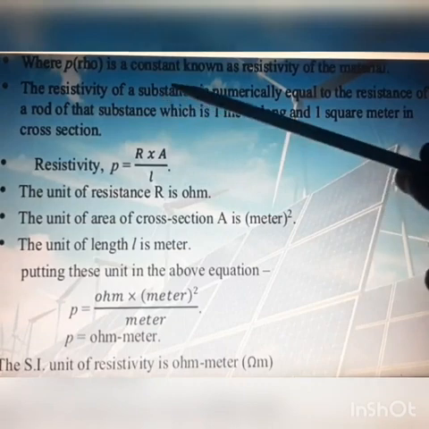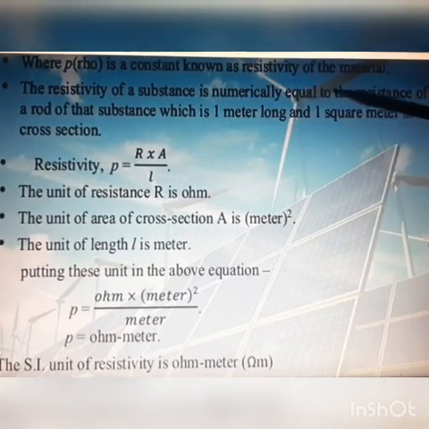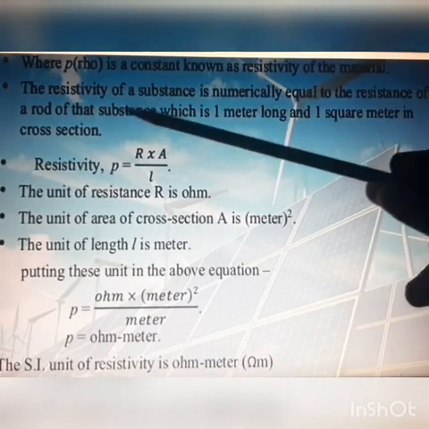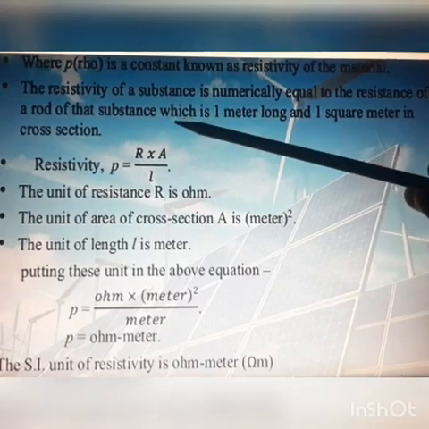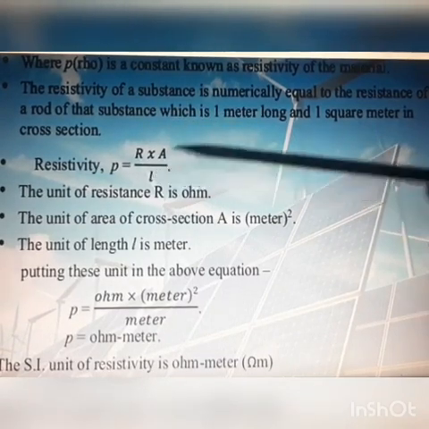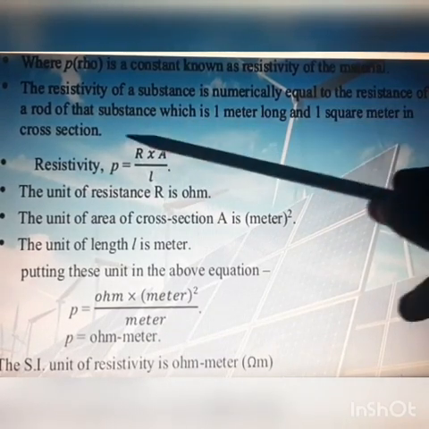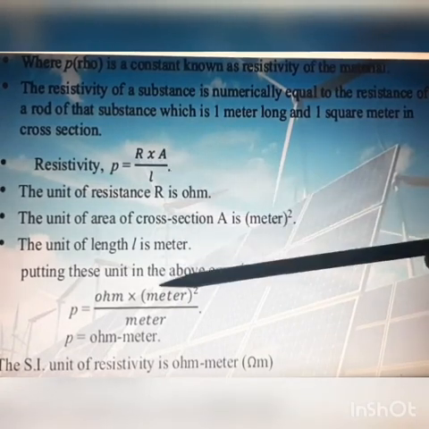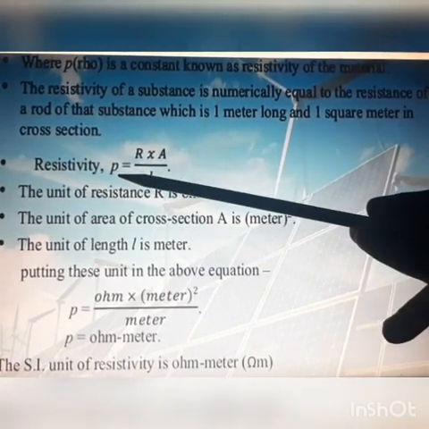So the resistivity of a substance is numerically equal to the resistance of a rod of that substance which is 1 meter long and 1 square meter in cross section. This is how we can find the value of rho.